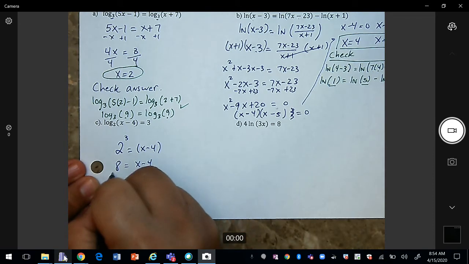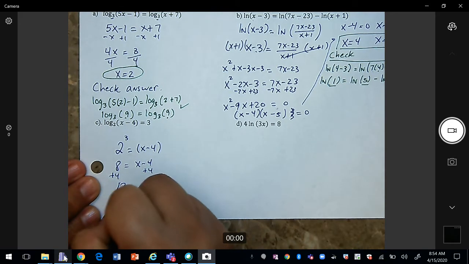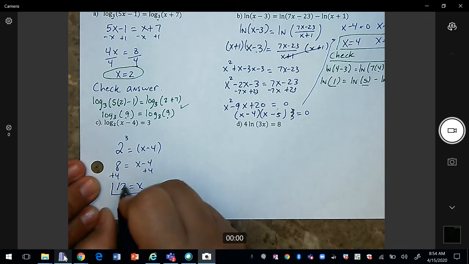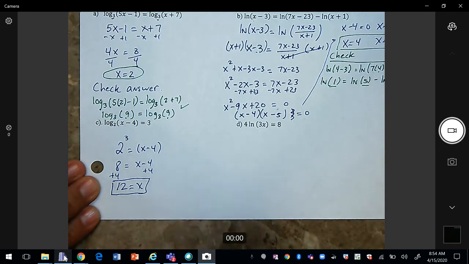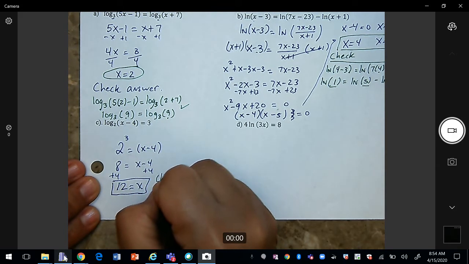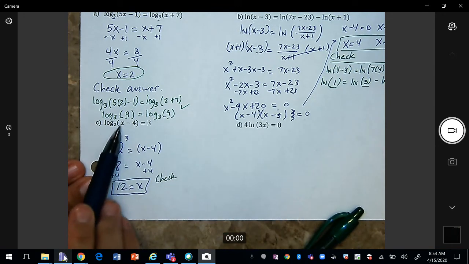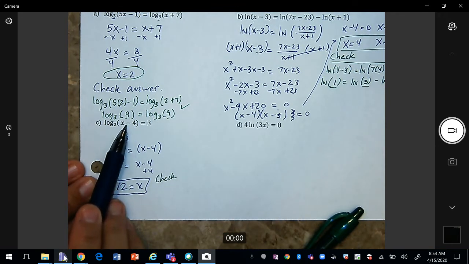Add the 4 on both sides, so we get 12. Don't forget, we need to check your answer. So 12 minus 4 is going to be positive, so that's okay.